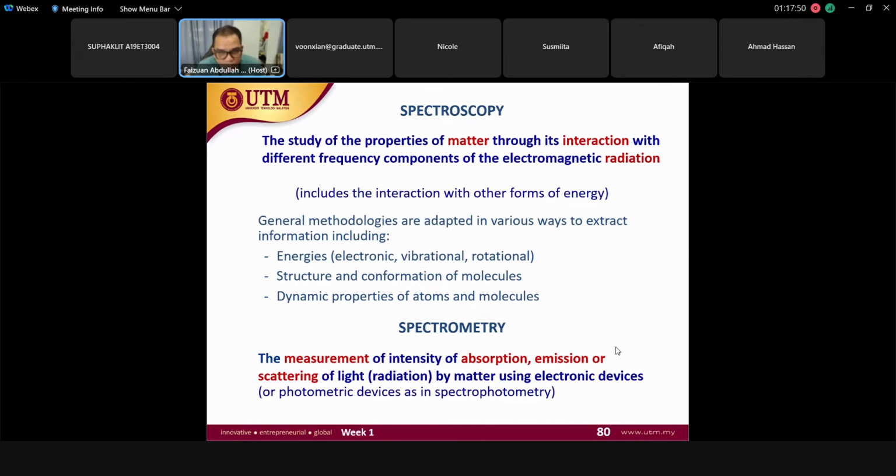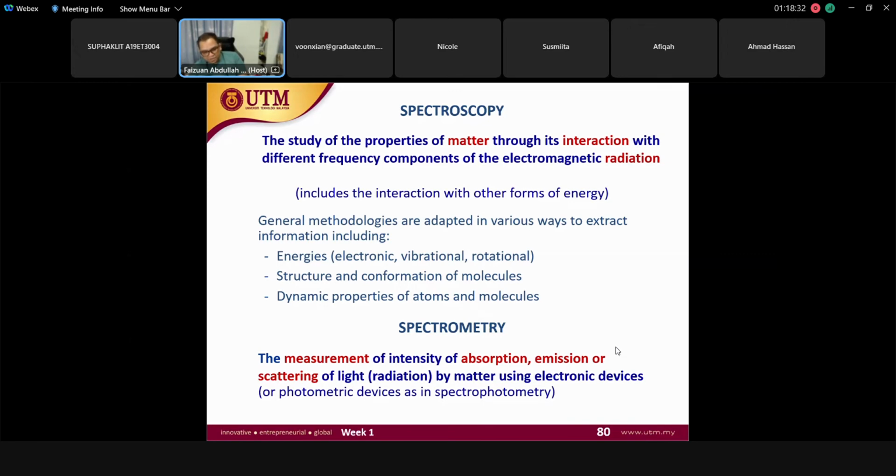And what is spectrometry? Previously, spectroscopy is the knowledge, the study itself. But spectrometry is the measurement. Metry means measuring, right? The measurement of the intensity of absorption of what? Emission of what? The light or the spectrum or the radiation, or scattering of light, radiation by matter using electronic devices. Now from the spectroscopy study, we have the spectrometry technique, the instruments, the measurement technique.